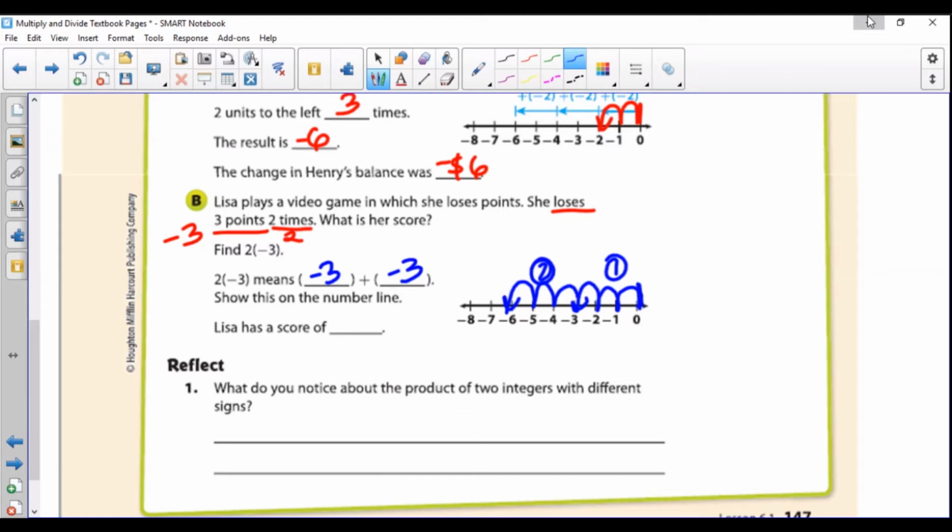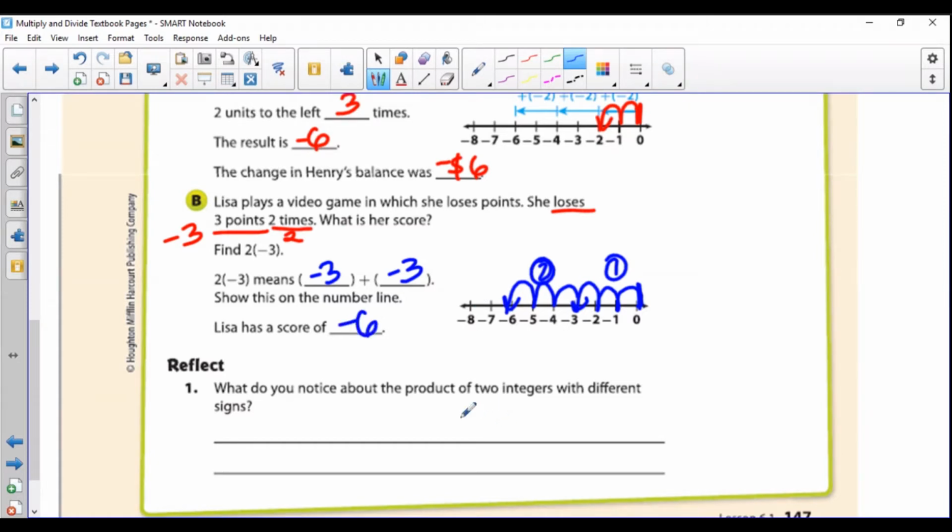Okay, so what number do we end up on after moving to the left that many spaces that many times, right? Let me hear from Janine. Janine, what number do I end up on after moving 3 spaces to the left 2 separate times? -6. Perfect. I get, again, kind of like the same answer, right? -6. Okay, -6.